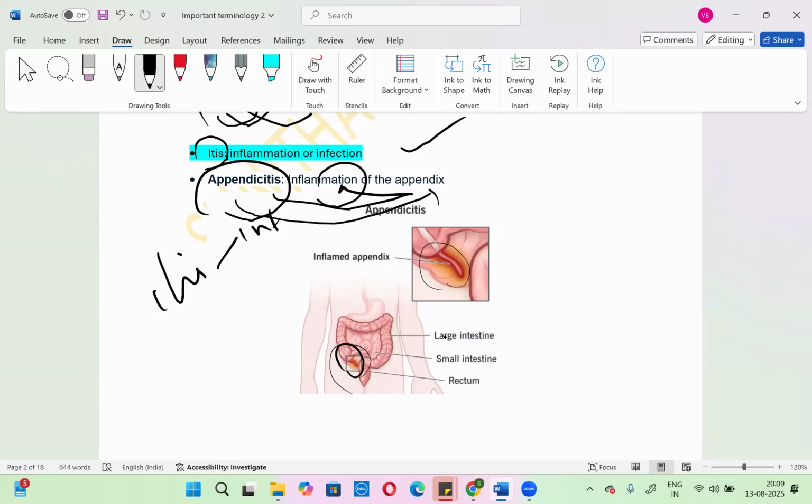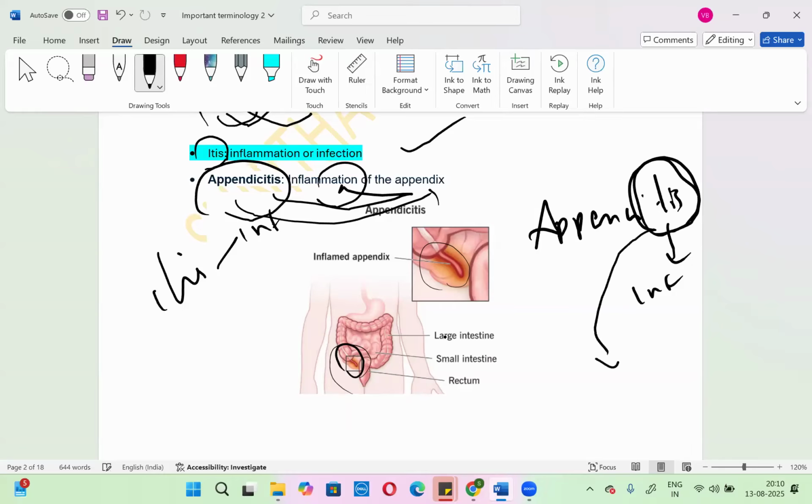Now the question is, appendicitis is there. Itis is inflammation, and this is the end of the word. What do we call this? Shravani and Mahesh, according to medical terminology, the end of the word we call it as what? It's okay, whether you are saying right or wrong, no need to worry.